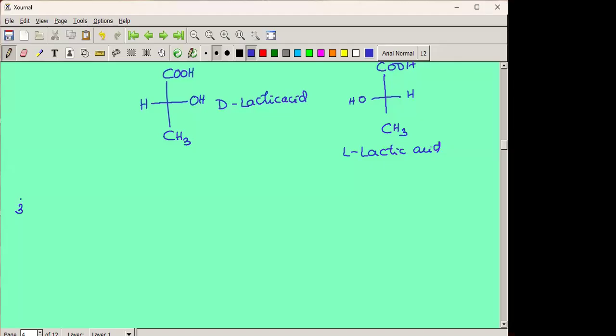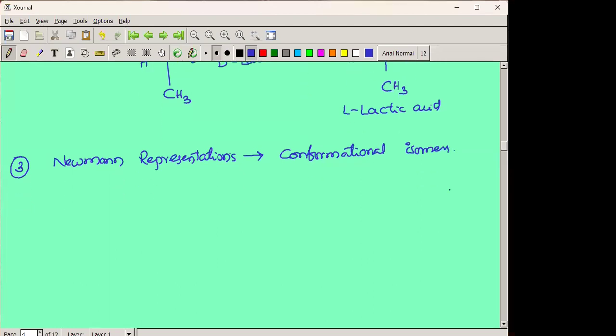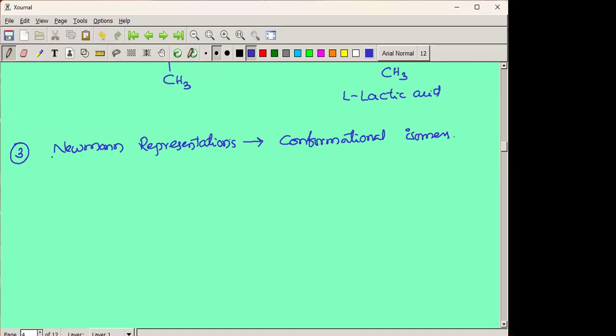And the third representation, Newman representation. So where do we use these Newman representations? Conformational analysis, or conformational isomers. To represent the conformational isomers, we use Newman representation.